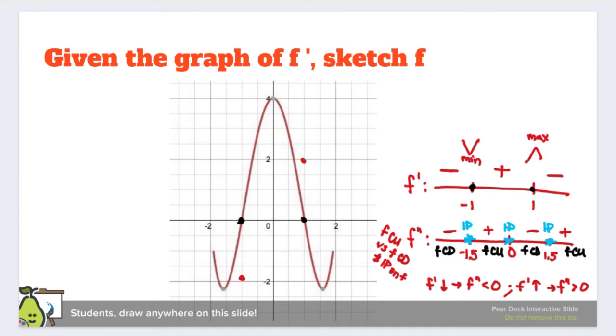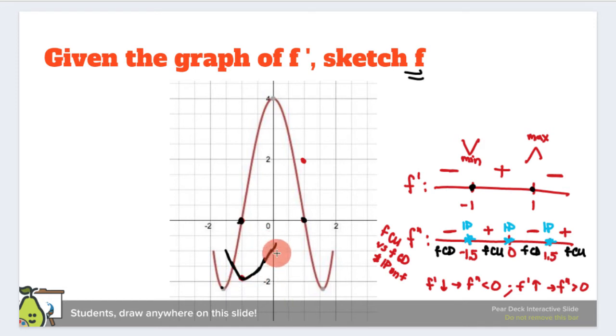I'm going to draw my f in black. So we are concave down until negative 1.5, until right there. So we have to start concave down. We also have to have a min here. Let's take advantage of this minimum. So we know it was concave up between negative 1.5 and 0. So it's happy between negative 1.5 and 0.